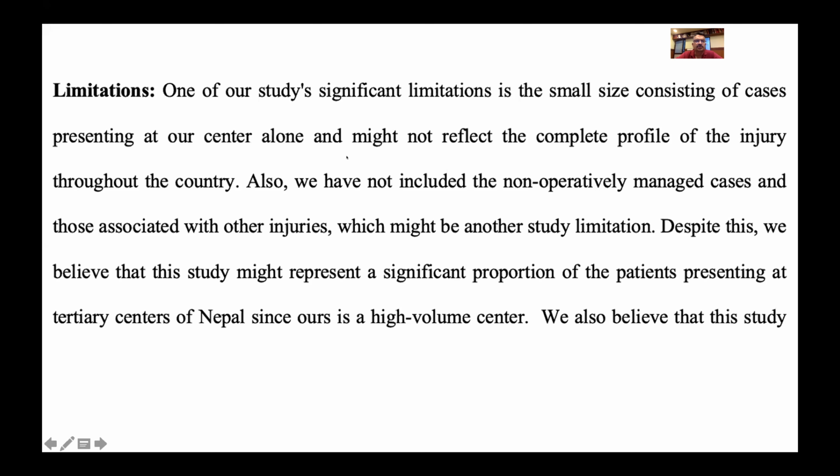Okay, I'll come to Deepak. If you see this limitation, one of our study's significant limitations was the small sample size. Now if you talk about any paper which is done in Nepal or abroad, in our subcontinent, all of these papers will have a smaller sample size. So what is your take on stating small sample size as a limitation?